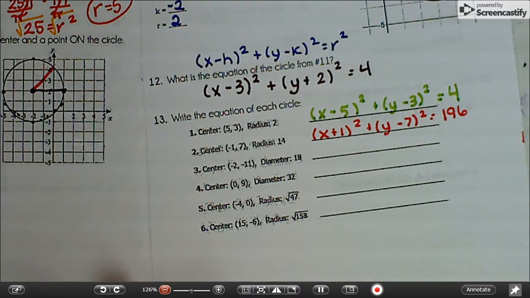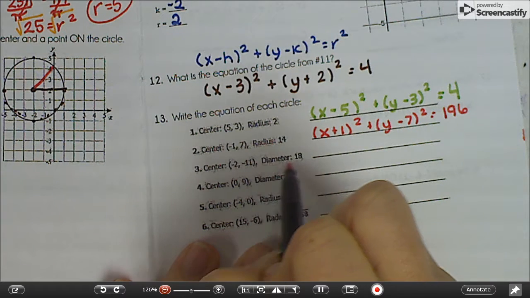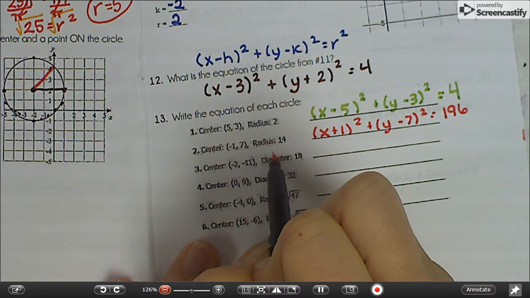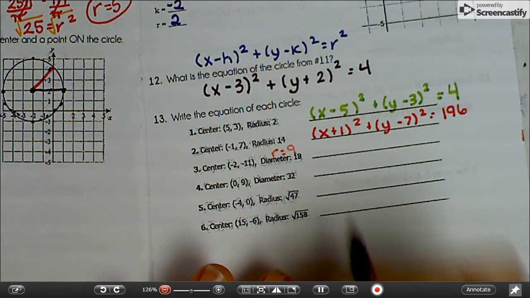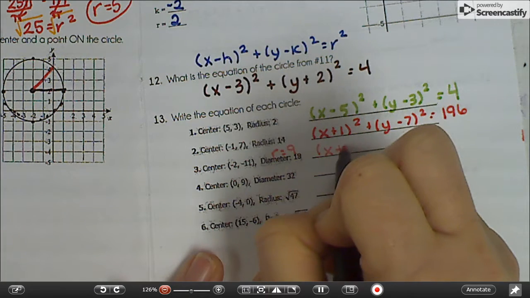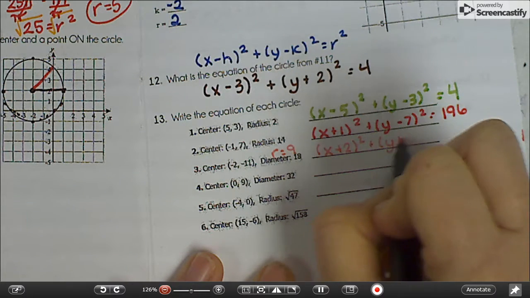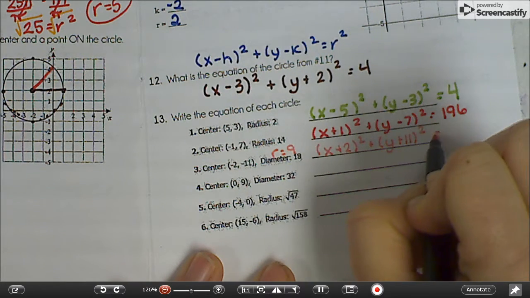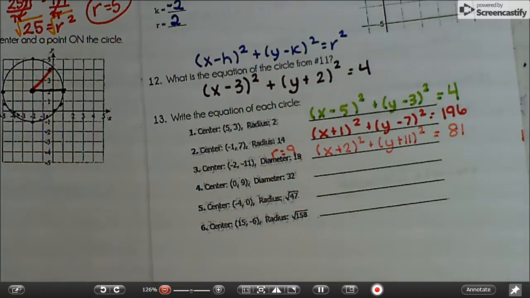The next one is just one step different because instead of giving us the radius, they gave us the diameter. So you just need to change that to radius, half of it, 9. And then write the equation. It's going to be plus 2 because it's negative over here. And then 9 squared is 81. So pause the video, do number 4.